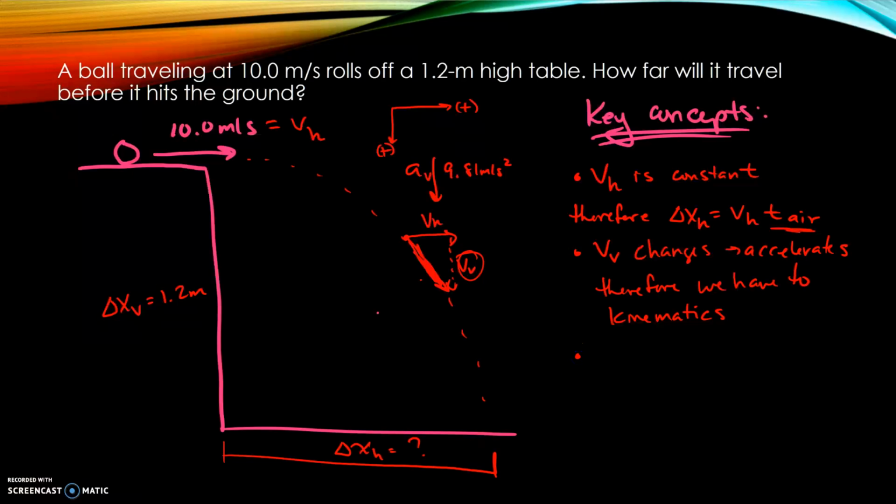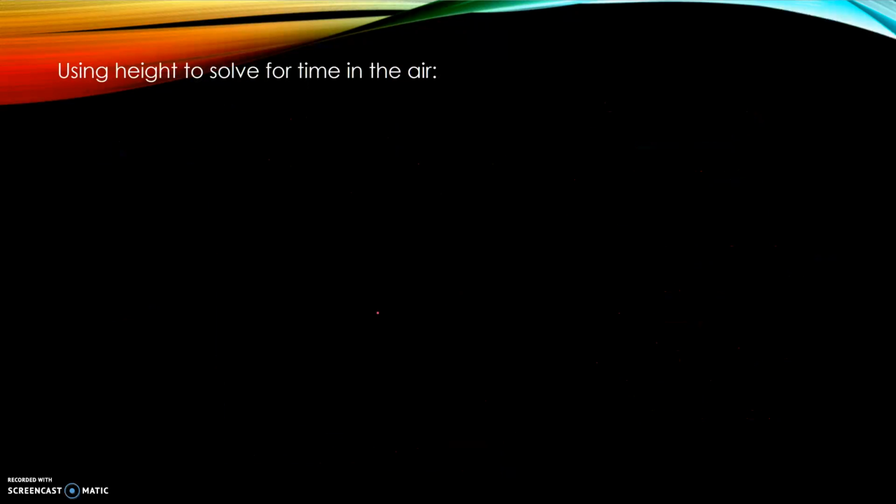And then the final idea that I'm going to have here is, due to this, I'm going to solve for the time in the air using this vertical height, and then I'm going to plug this into delta x h is equal to v h times time in the air. Okay, so this is my thought process here. And as I said, the first thing I need to do is find out how long it's in the air for. So I'm going to use height, and I'm going to say, okay, my delta x v is 1.2 meters. And again, I cannot emphasize this enough.